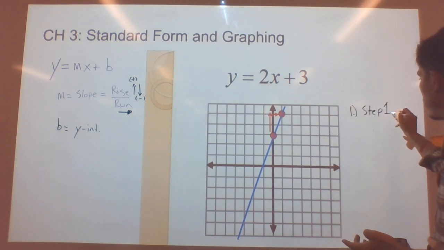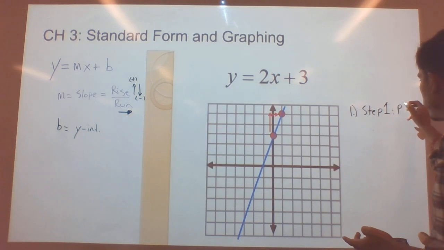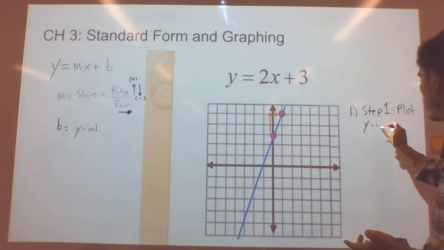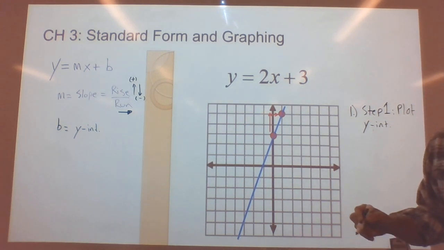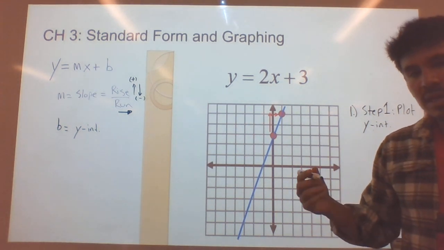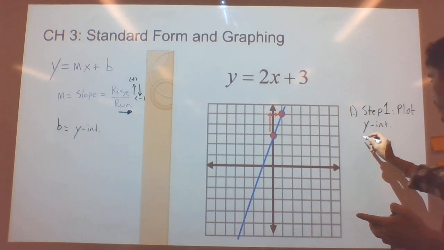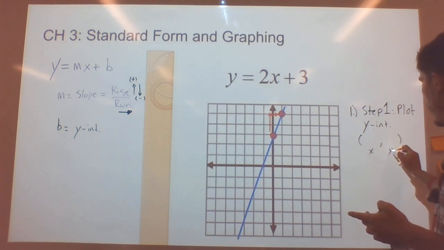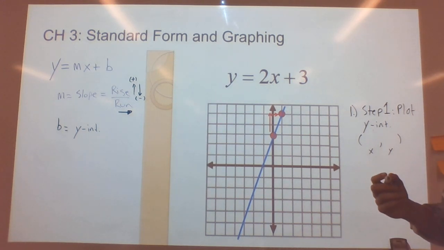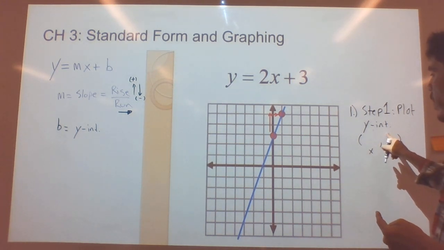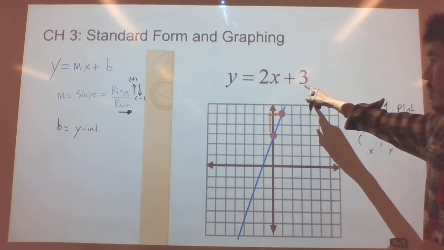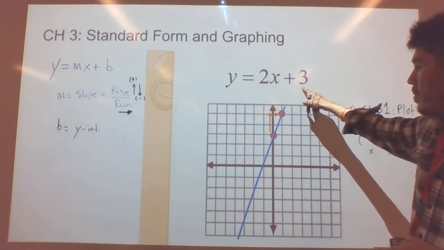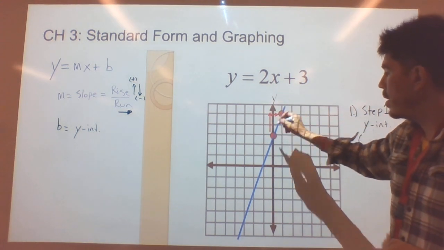Step one: plot the y-intercept. When I say plot, I mean identify the point. So what's my actual point? What's my x value and what's my y value? To find that, what's my y-intercept? My y-intercept is going to be 3, which means that the line crosses the y-axis at the value of 3.